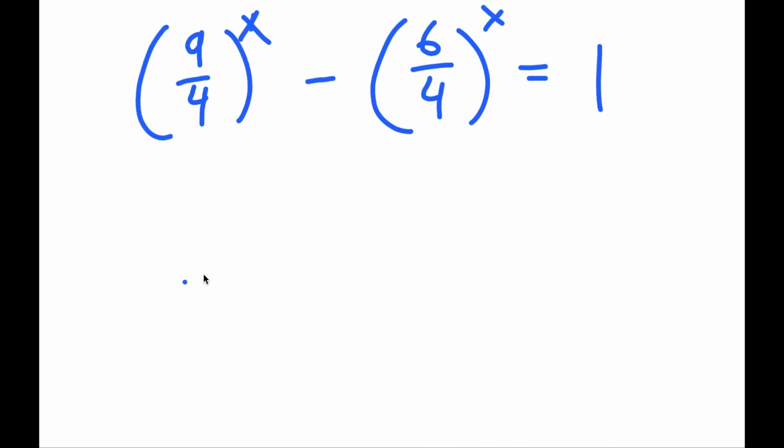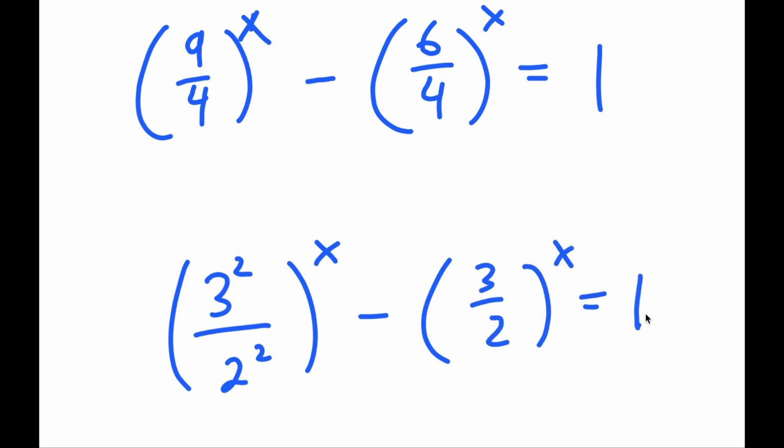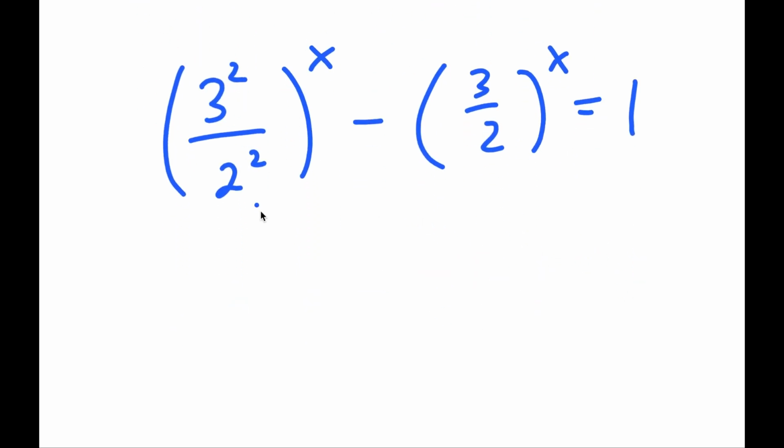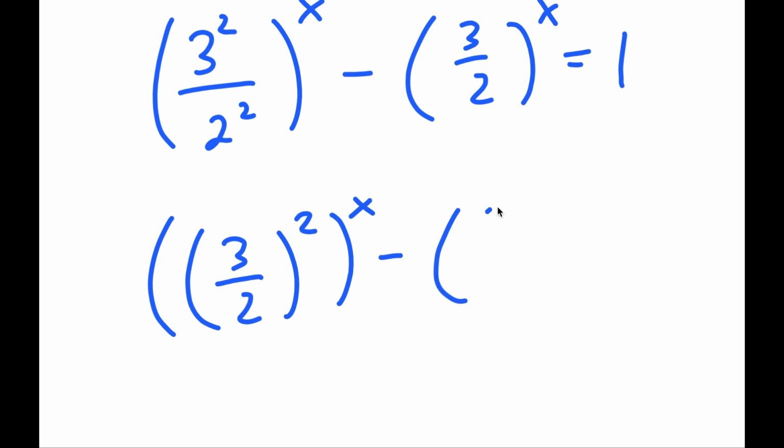From here, I'm going to rewrite 9 over 4 as 3 squared over 2 squared. And I'm going to rewrite 6 over 4 as 3 over 2. Now, 3 squared over 2 squared is the same thing as 3 over 2 squared. So I have 3 over 2 squared to the power of x minus 3 over 2 to the power of x is equal to 1.